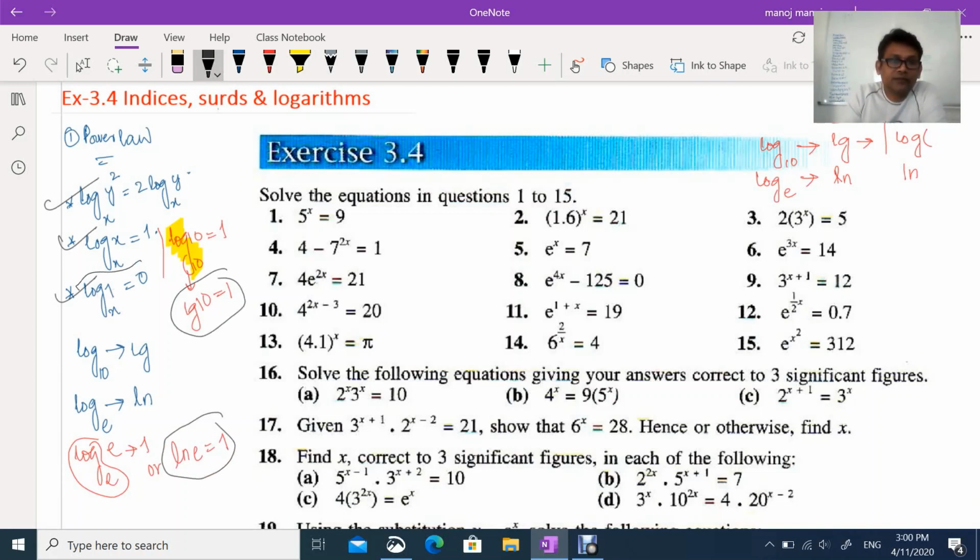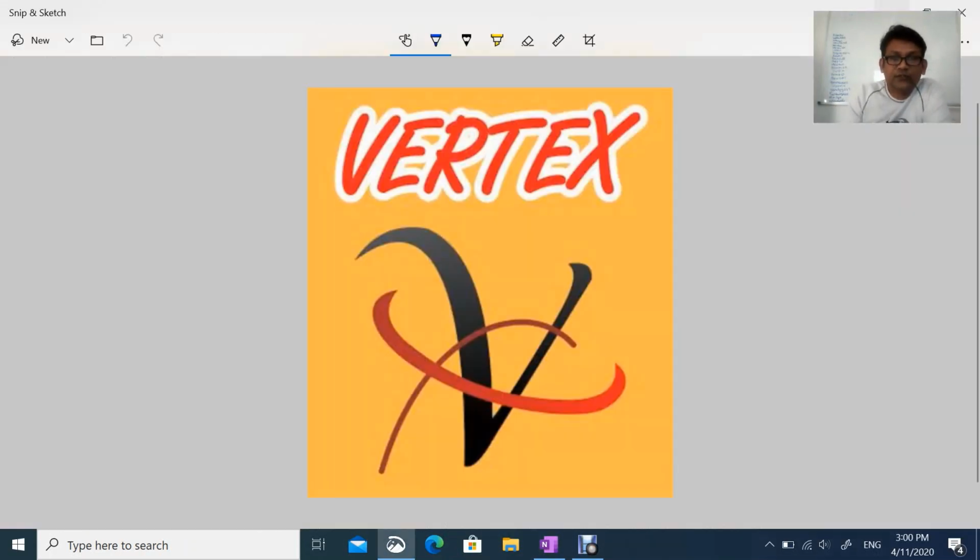Sometimes we have 0, and we have to use any of the bases in 1. In the last exercise 3.2 we did, when the bases were the same, we used the comparison method of making the same base. But this 5 and this 9, we cannot make 9 as 5 or 5 as 9. So we have to apply lg on both sides.